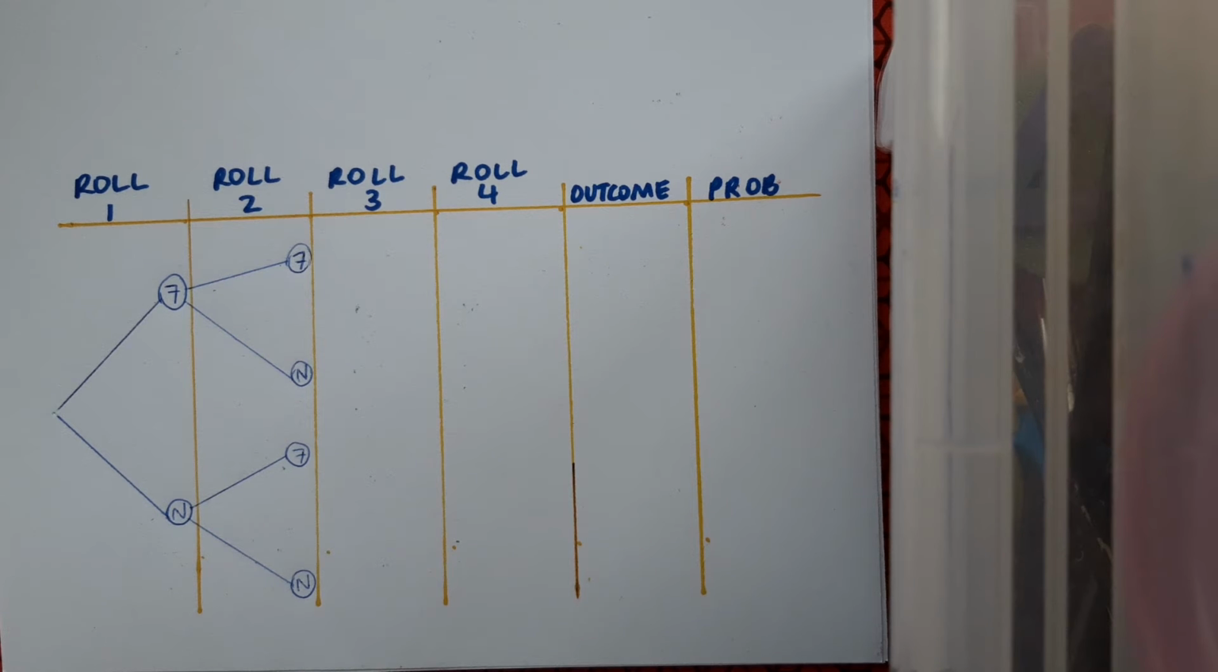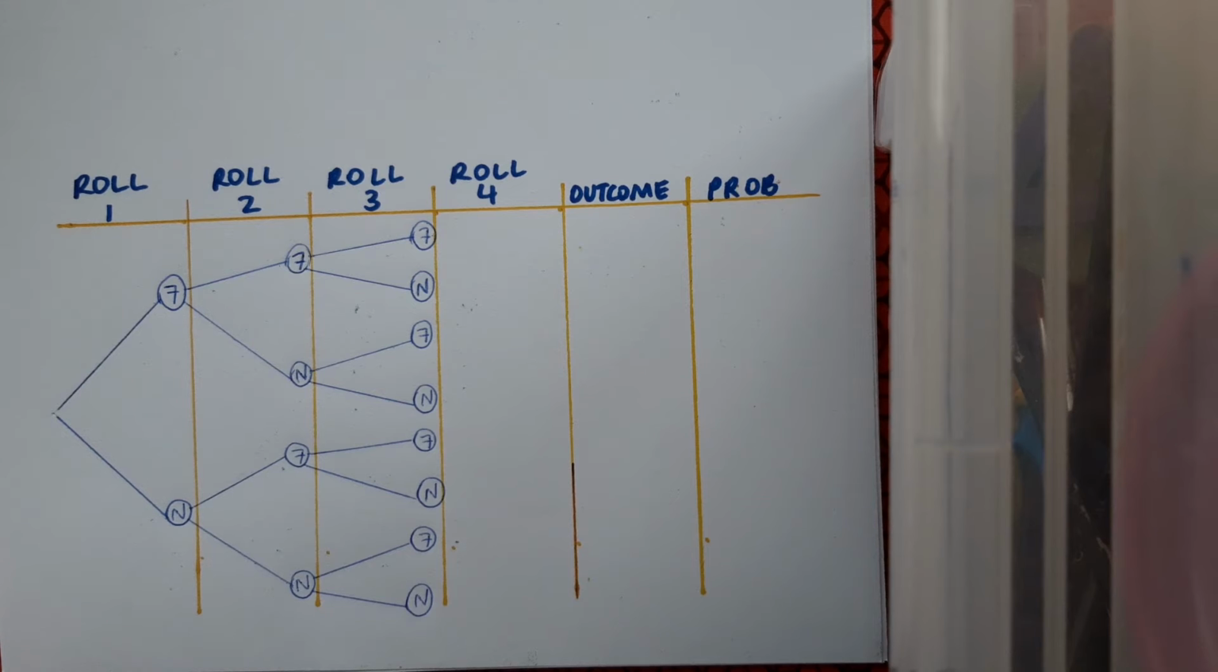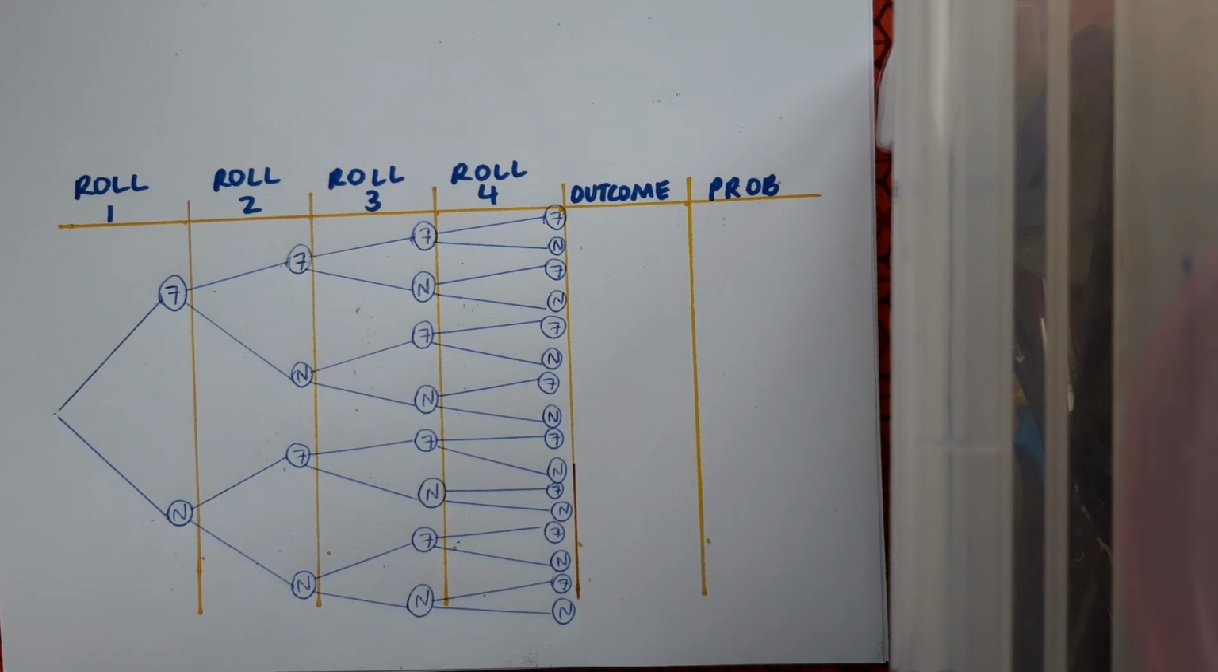And again, in each case, we'll have 7 and not 7, or N. On to roll 3. And you can see that the amount of information in the column is doubling each time, so I really have to be careful with my spacing. And there's my last roll, and again, 7 or N. And you can really see here how neatness is as much a factor in this question as anything else.